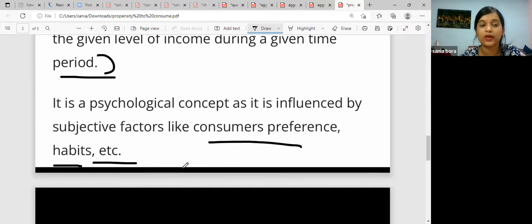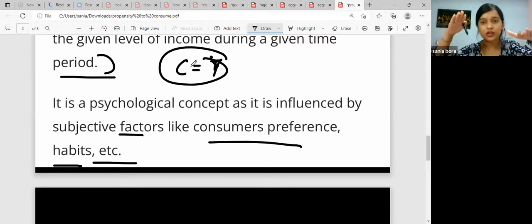Yes, ma'am. Okay. Now, it is a psychological concept as it is influenced by subjective factors like consumption preference and habit. You cannot say that sweets and chocolates give everyone satisfaction. I may consume lots of chocolate, but maybe Halima doesn't like chocolate, so she won't consume it. Earlier, your consumption was being affected by your income: higher the income, the more you consume. But when we talk about functional relationship, other factors like preference, habits, willingness, and taste also affect the relationship between consumption and income. Clear?